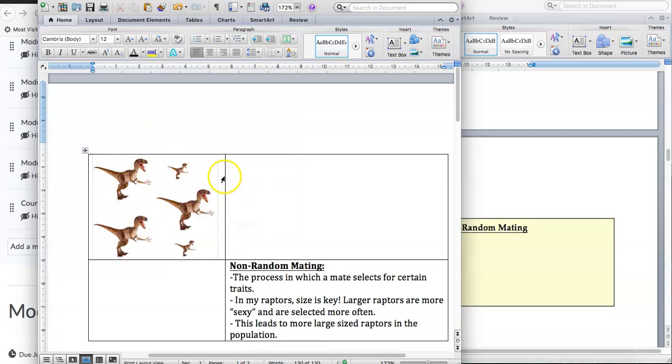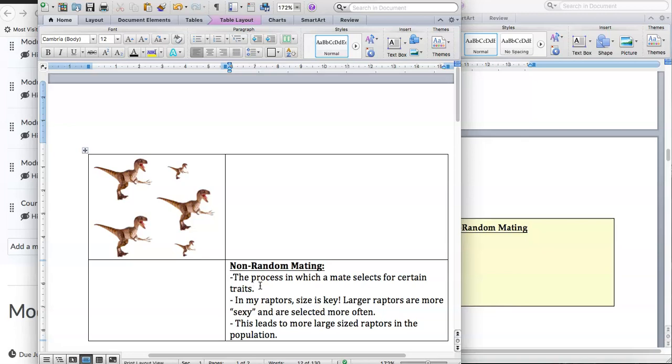So these are my raptors. I have a starting population, and we see they look very similar, but I have different sizes. So I'm just going to call them small and large to keep it simple. Now, in your assignment, the first agent of change is non-random mating. So I want you to get, for your full marks, I want you to explain what is non-random mating. And I'm doing point form to keep it simple. The process in which a mate selects for certain traits. That's competition. Those mud skippers that I showed you in that video, they jump high.